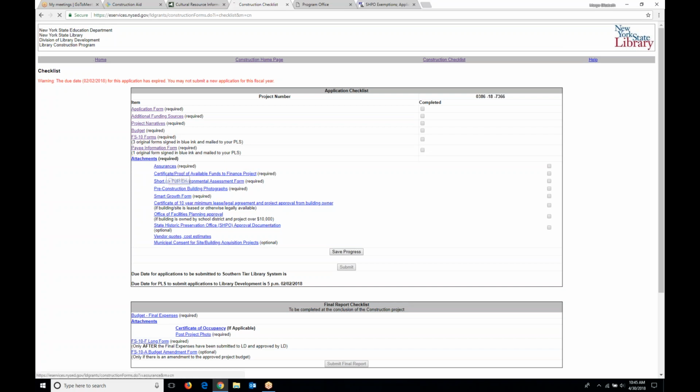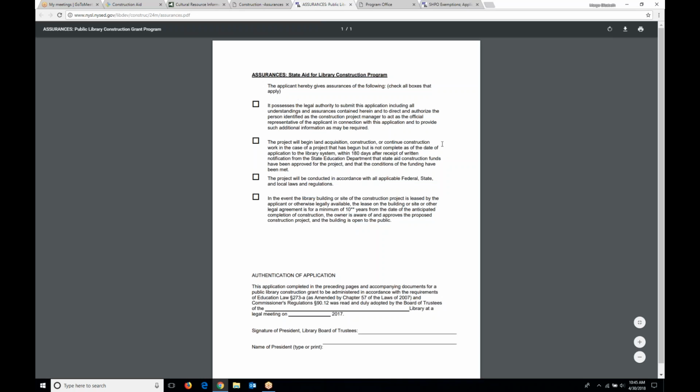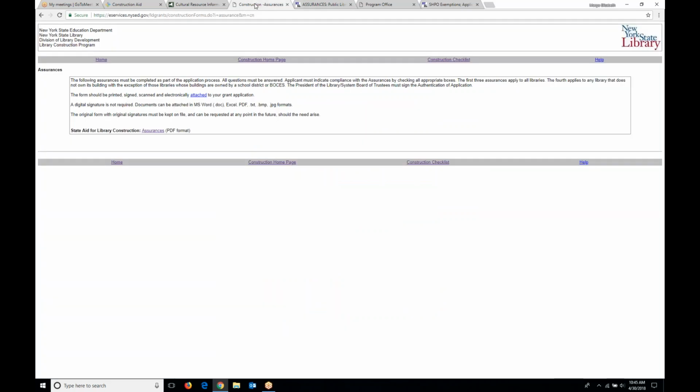Your assurances. This is simply a signature from the board president that says that the library is investing financially in this project, that the board of trustees agrees and will put up the other 25% or whatever matching funds are required.